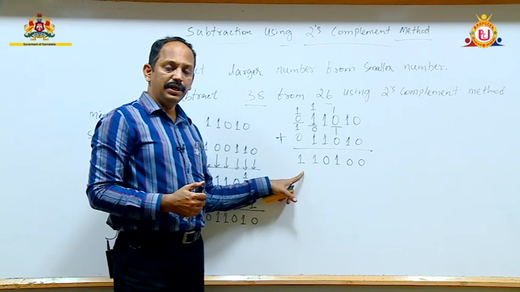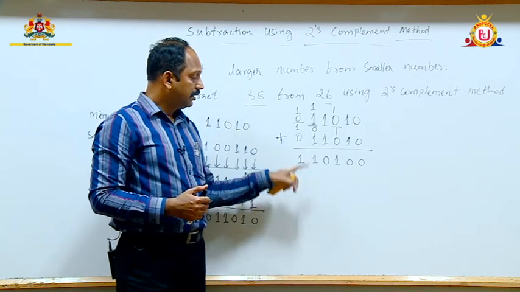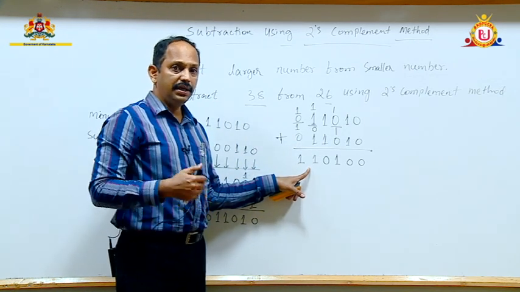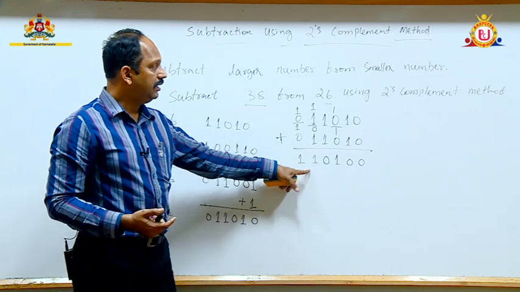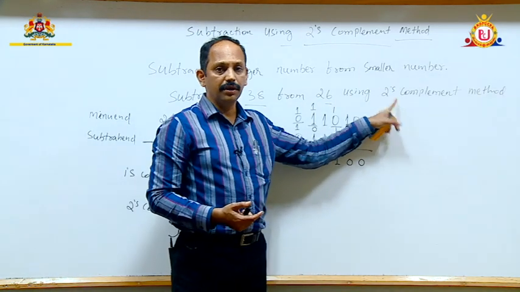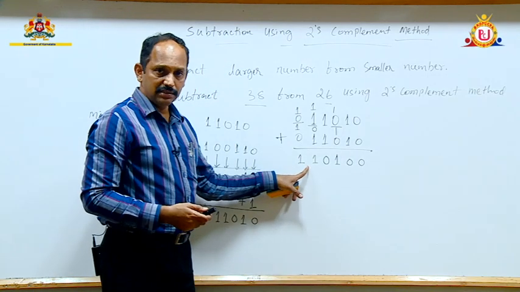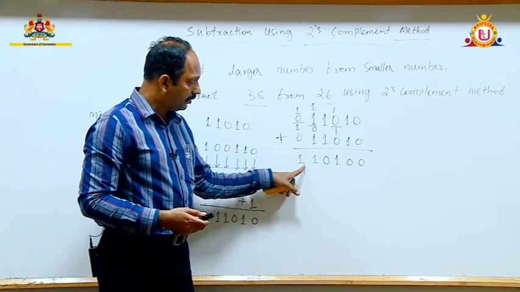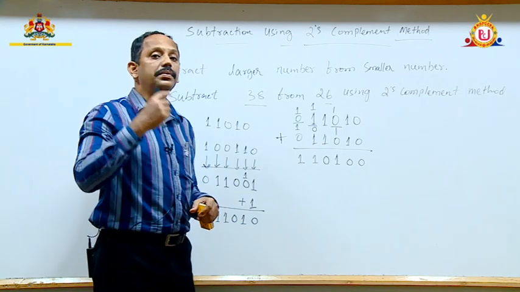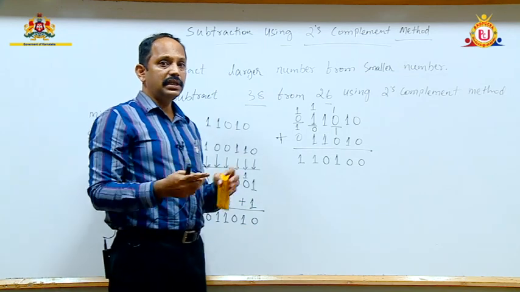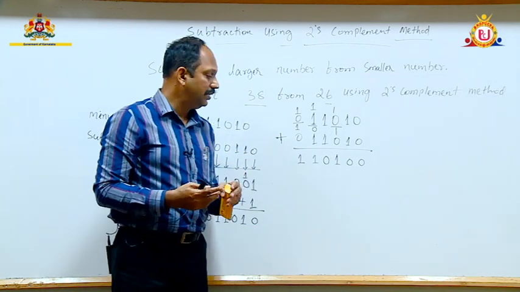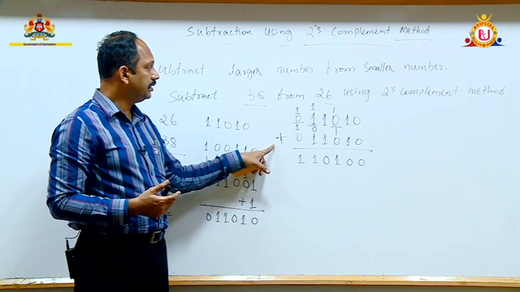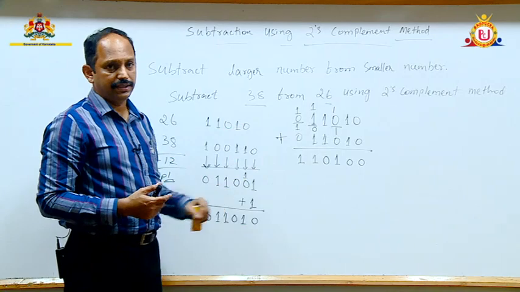Whenever we don't get the additional end carry bit, then that result should be recalculated to obtain the 2's complement number. That means this result is not final. Now take this number and find the 2's complement of this number, and that will be the final result. This is an extra step that has to be performed whenever we don't get the end carry bit during the addition using 2's complement method.